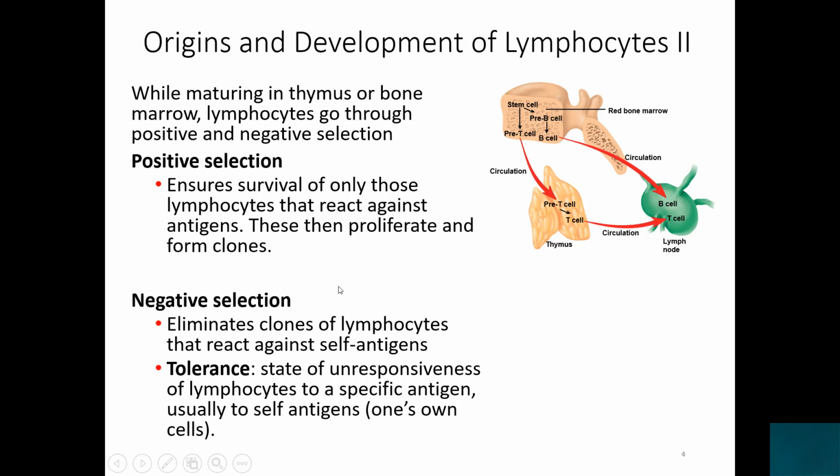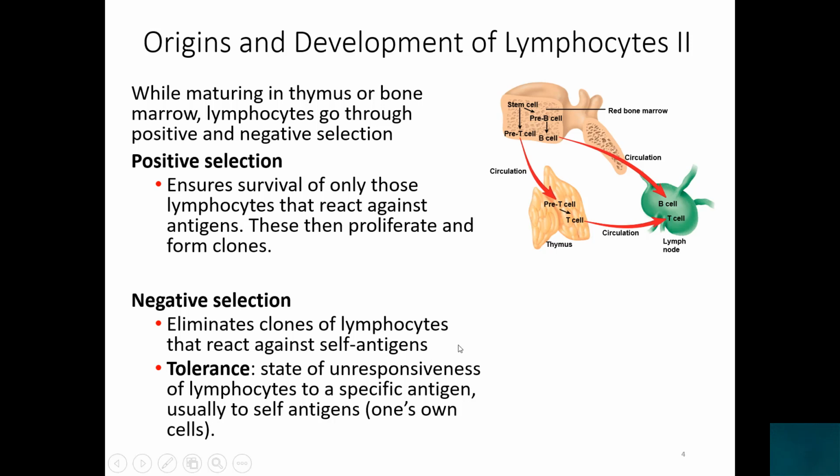Okay, that process is done. Now all the lymphocytes should go through another process called negative selection. Yes, they should fight, but they should not react against self-antigens. Remember, antigens are tiny structures on the surface of all the cells, including our own cells. And our own T and B cells are not supposed to attack our own body cells. So tolerance is a state of unresponsiveness of lymphocytes to a specific antigen, usually to self-antigens, our own cells. That's what tolerance is, please know that.